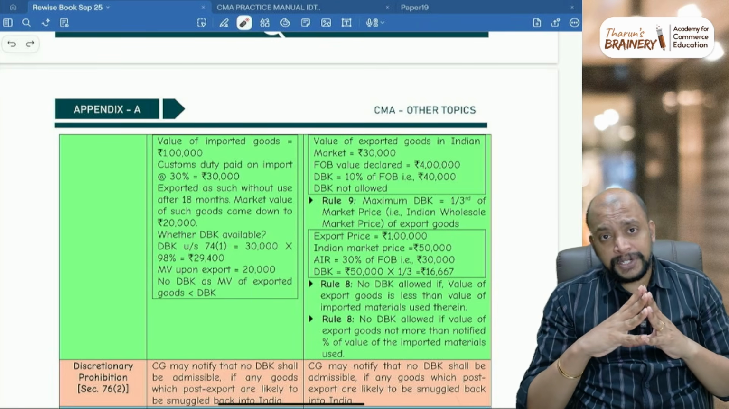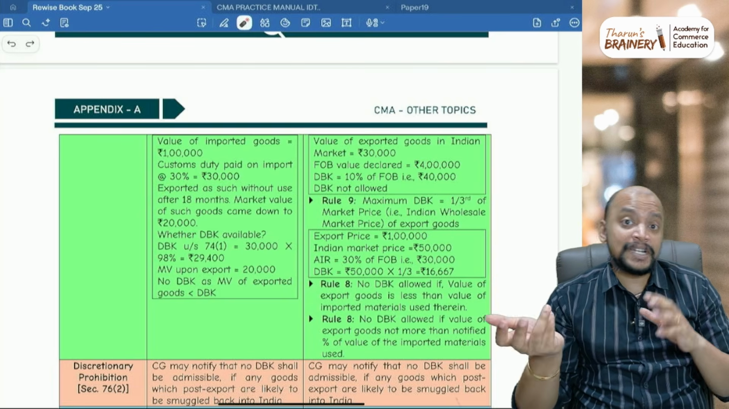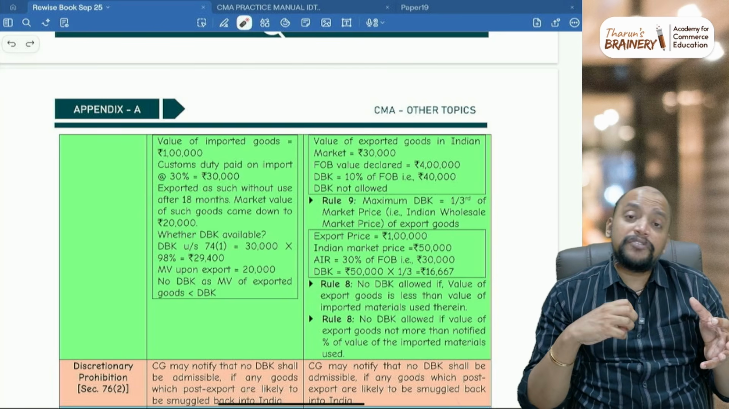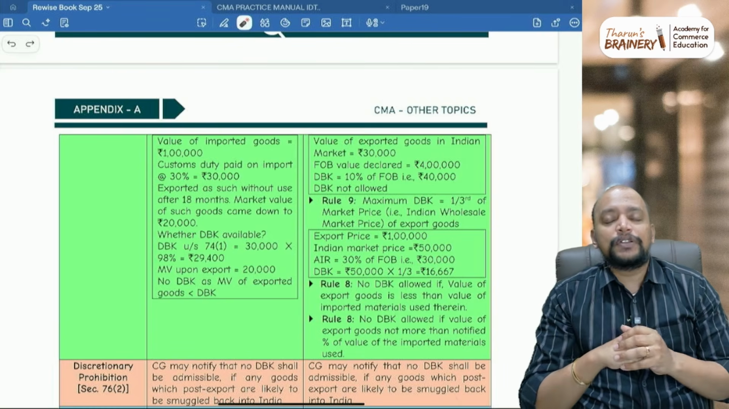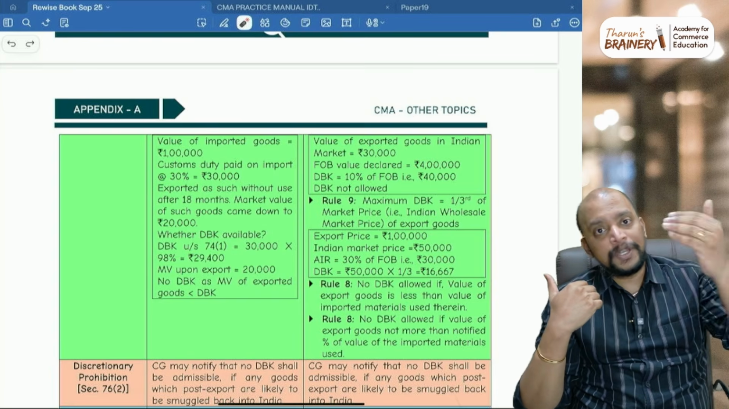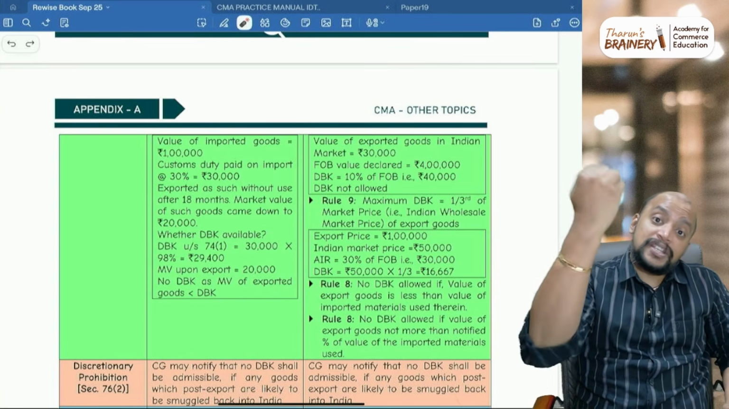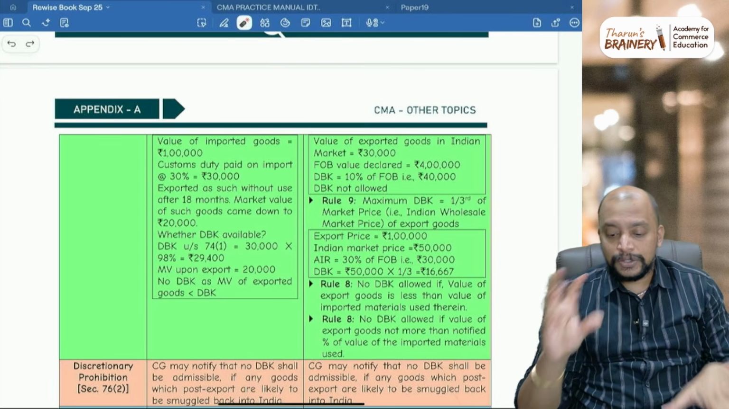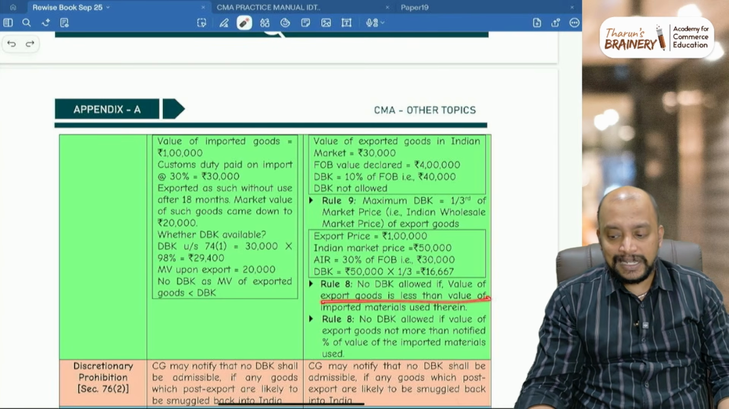Then next prohibition is that if there is a negative value addition. What is negative value addition means? That is, you are comparing FOB value of export and CIF value of import. If your export value is less than the import value, means you are not bringing anything to the country. So when you import, there is a foreign exchange outflow. When you export, there is a foreign exchange inflow. Correct?